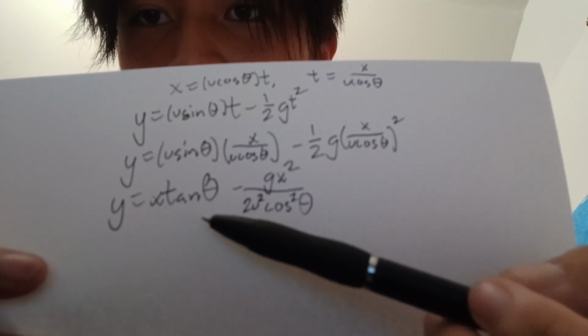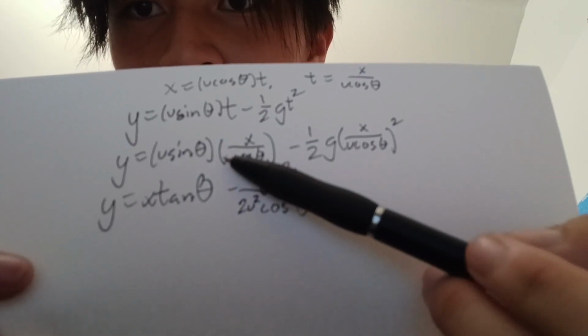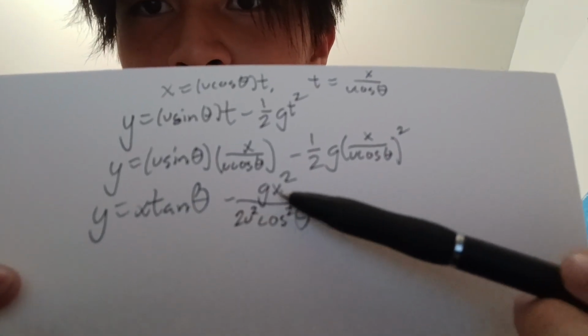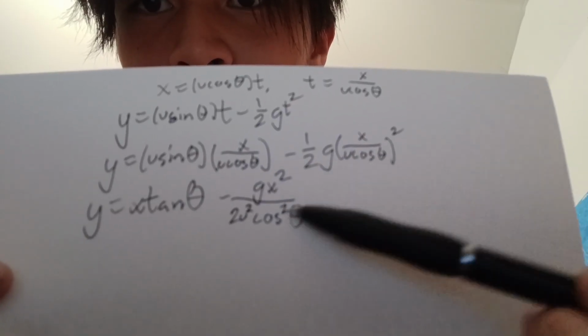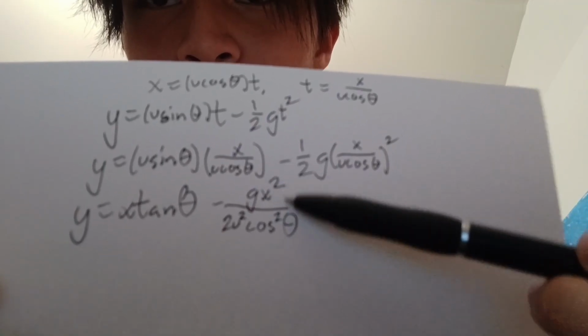So the reason this is tangent is because this is just sine over cosine, right? And then the v's cancel out. And then here, bring the 2 down to the bottom of the fraction, and then just distribute the squared to both sides of the fraction. So that is the y function for angle theta.